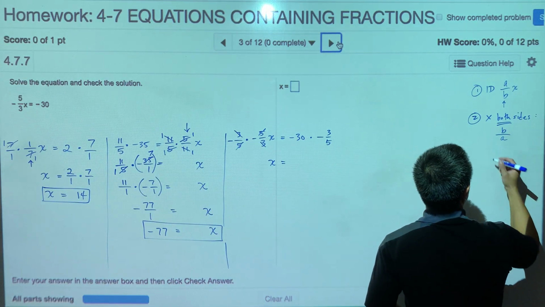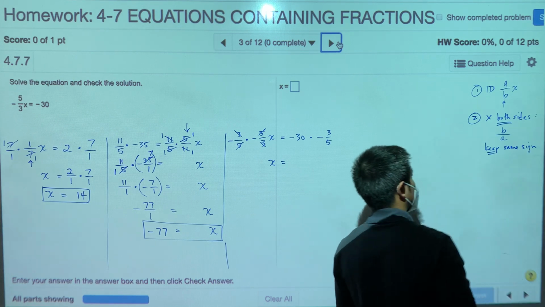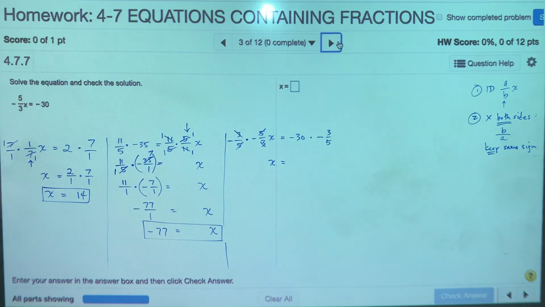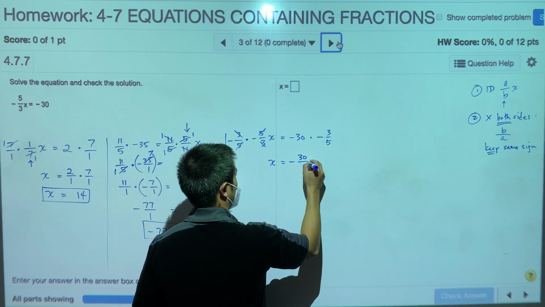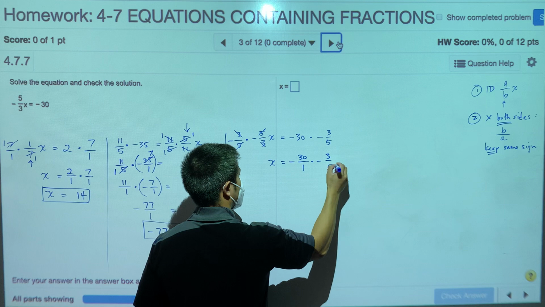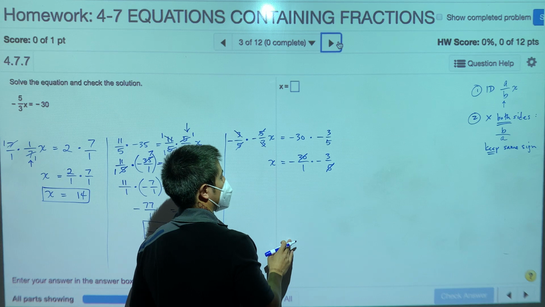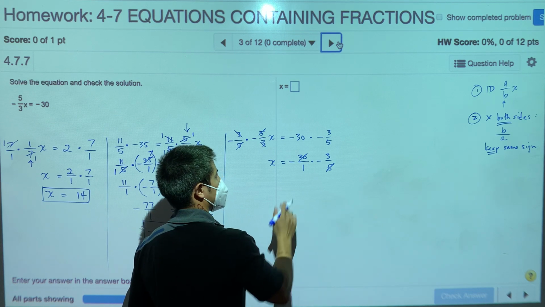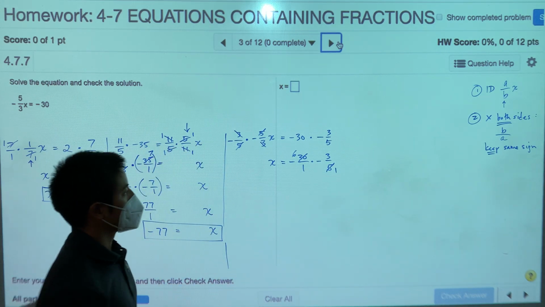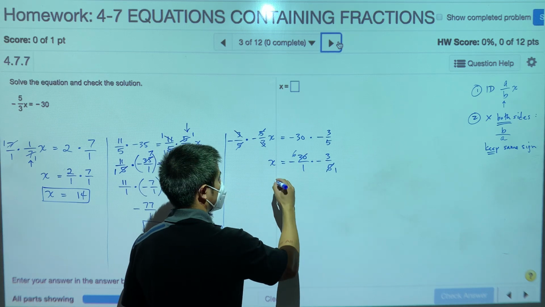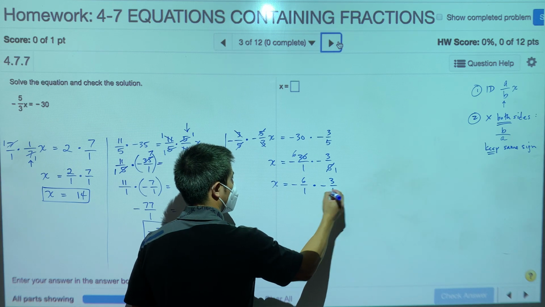Multiply both sides by b over a, keep the same sign. Keep it. Follow? Okay? So now let's go do the other side over here. That's going to be negative 30 over 1 times negative 3 over 5. Okay, 5 and 30. Can they both be divided by something? Yes, by 5. 30 divided by 5 is 6. 5 divided by 5 is 1. Now, 1 and 3, nothing. Let's rewrite this. X equals negative 6 over 1 times negative 3 over 1.